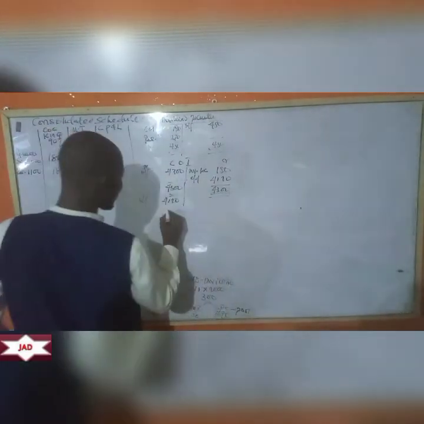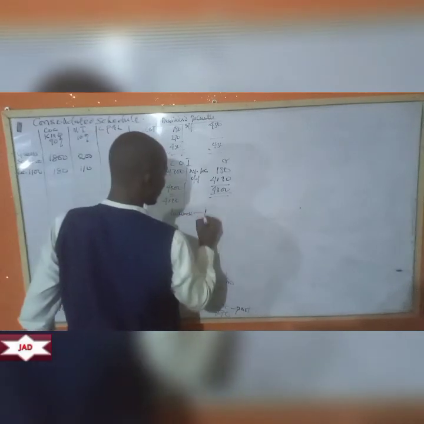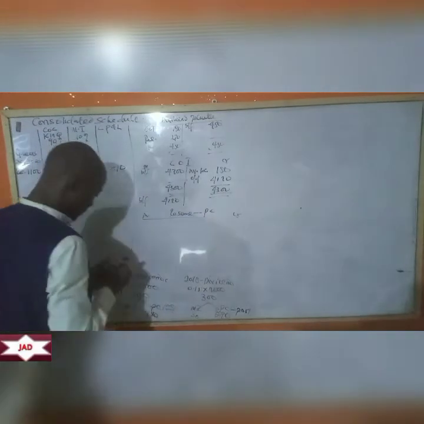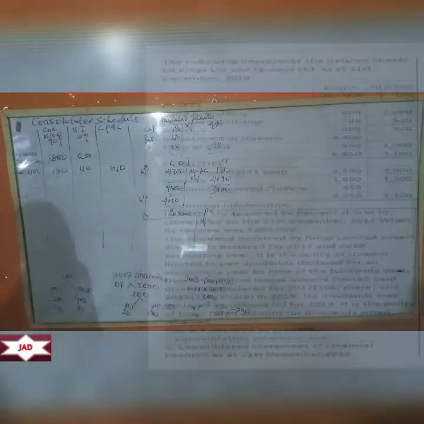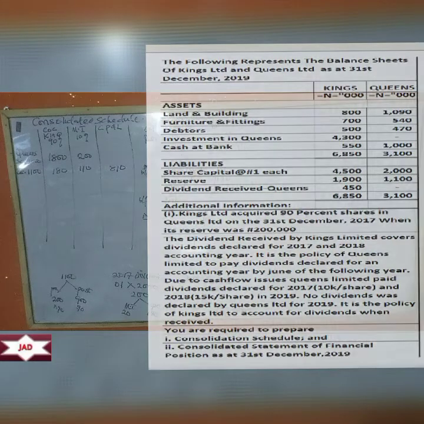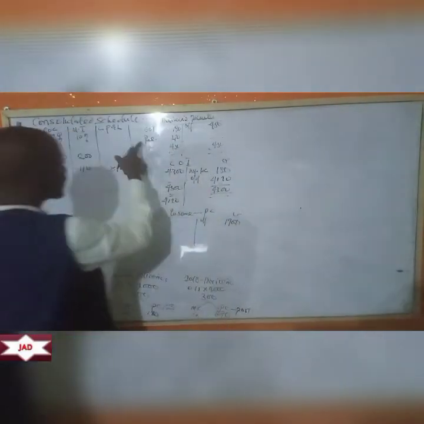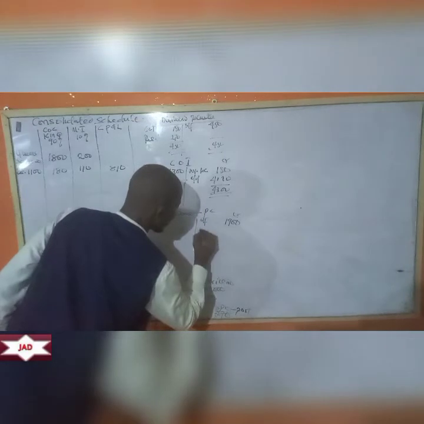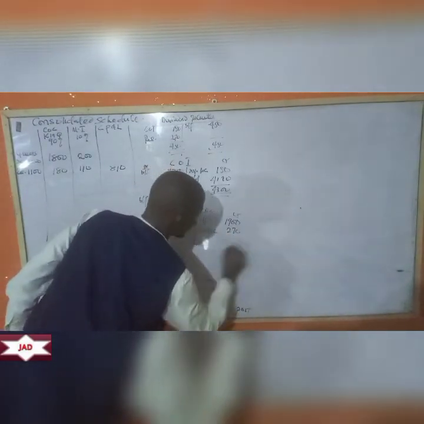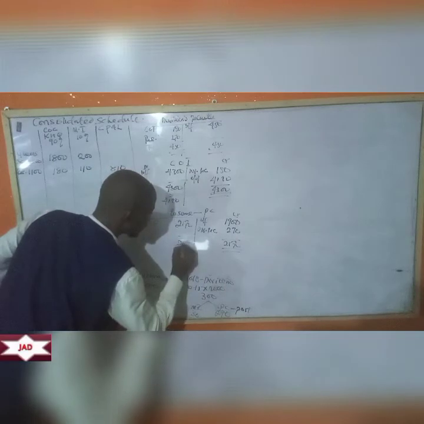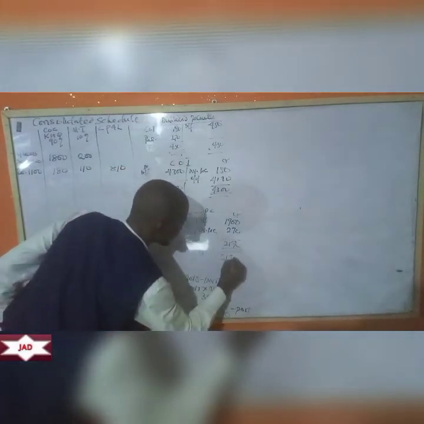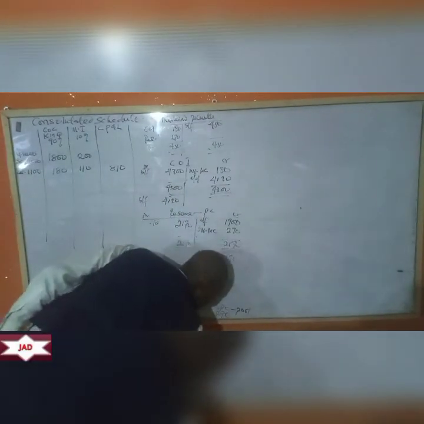So what's the next one now? Our reserve. We have reserve for parent company. So we say balance brought forward. What's the reserve? 1,900. So we have 1,900. So bring this one here, dividend received, 270. So we have a new balance here: 1,900 plus 270. That's 2,170. So there's a carry down here of 2,170. So the new reserve will be 2,170. So after doing this adjustment, let's proceed.